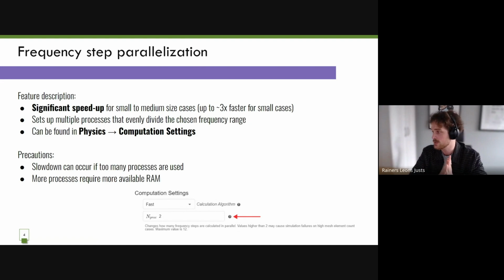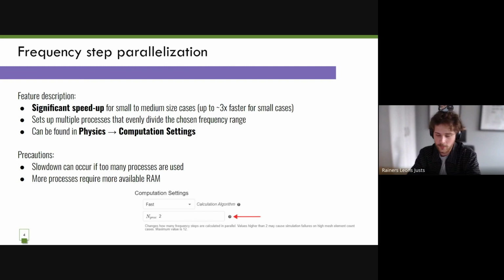So if I choose a frequency range from 2 gigahertz to 3 gigahertz with a step of 100 and select 2, it's going to divide that frequency range in 2, and one process is going to calculate from 2000 to 2500 megahertz, and the other is going to calculate from that middle point 2500 to 3000. And that's actually basically it. So it's a significant speed up for small to medium sized cases. In our testing, we saw up to 3 times faster, but your mileage may vary. If you have a stronger PC, you might actually see a much faster workflow.